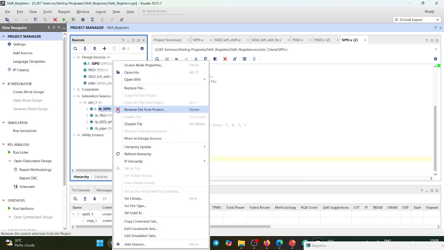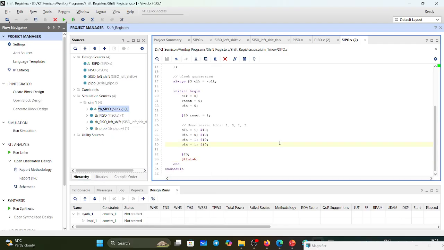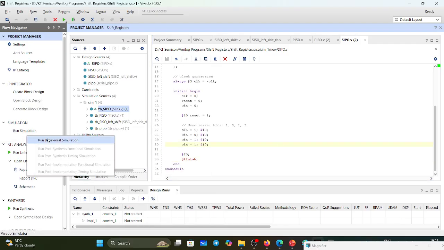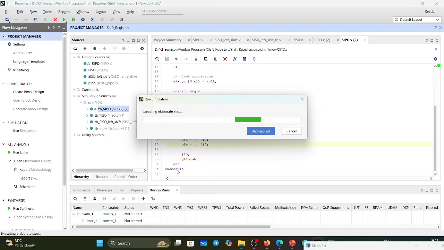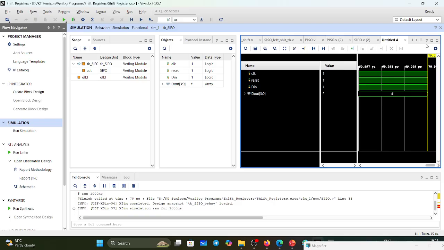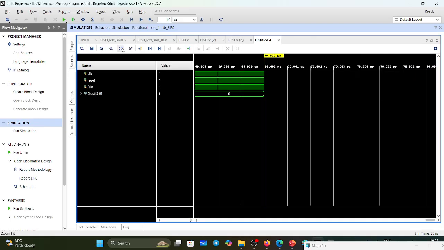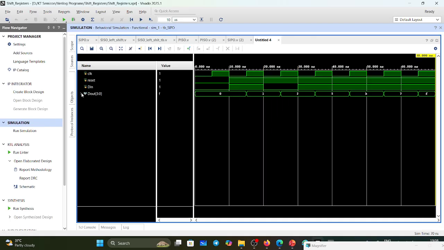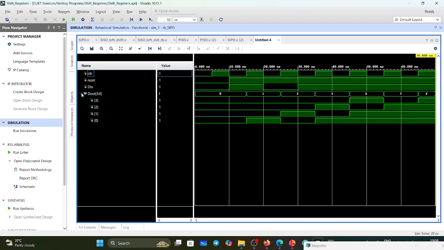Okay, yeah, set as top module, run simulation, run behavioral simulation. Yeah, serial in data. Every time serial in data is loading. No, serial in data means, yeah. So this one first, what is happening? When reset equal to 0, all outputs will be 0 only.